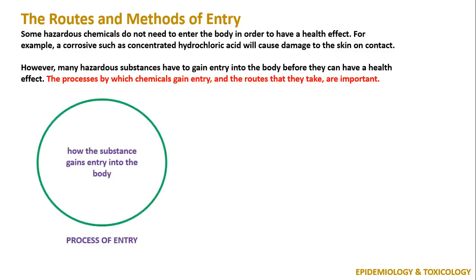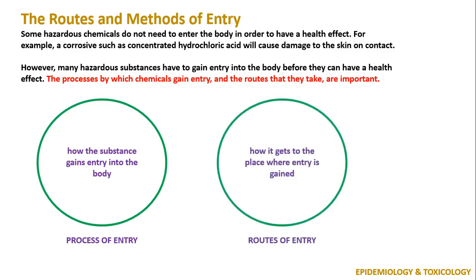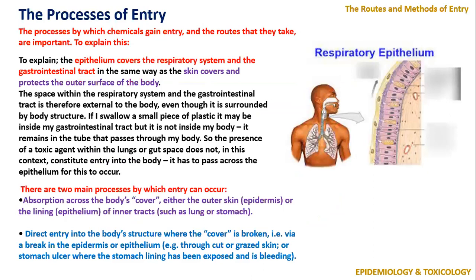So we are mostly concerned with the process of entry, how the substance gains entry into the body, and the route of entry, how it gets to the place where the entry is gained. So now we will discuss the process of entry. The processes by which the chemical gains entry and the route they take are important.